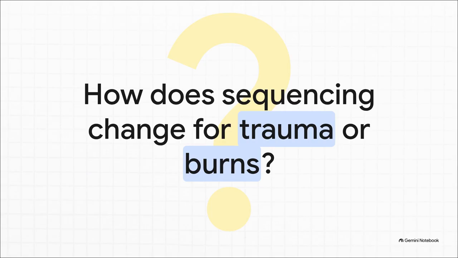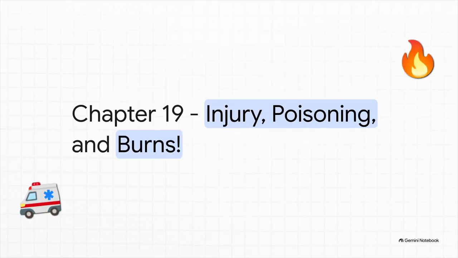So we've seen how external emergencies dictate these special coding rules. But I want to leave you with a provocative thought as we wrap up today's explainer. What happens to your sequencing when the external forces aren't a virus or a vape pen, but rather blunt physical trauma, poisoning, or severe burns? How does the whole hierarchy change when a patient is rushed in after a catastrophic accident? Well, that is exactly what we are going to unpack next time.